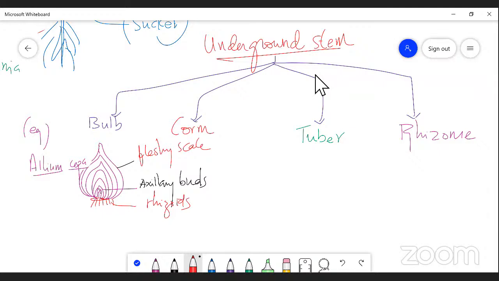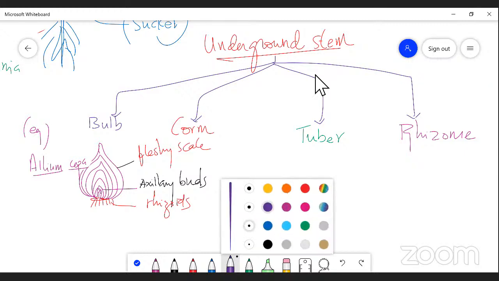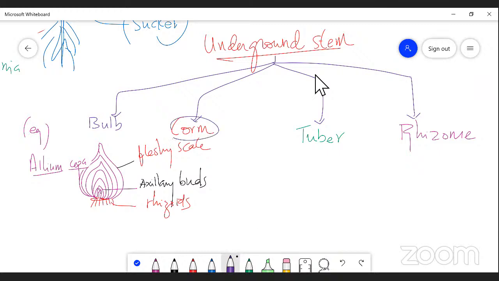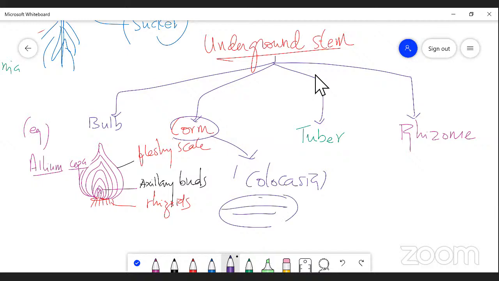Next we pass on to corm. Actually, it is nothing but Colocasia. I'm talking about the next category, Colocasia. Colocasia is a storage of food material. It's a storage organ that produces bud-like structures, and the buds develop and will form a new generation.